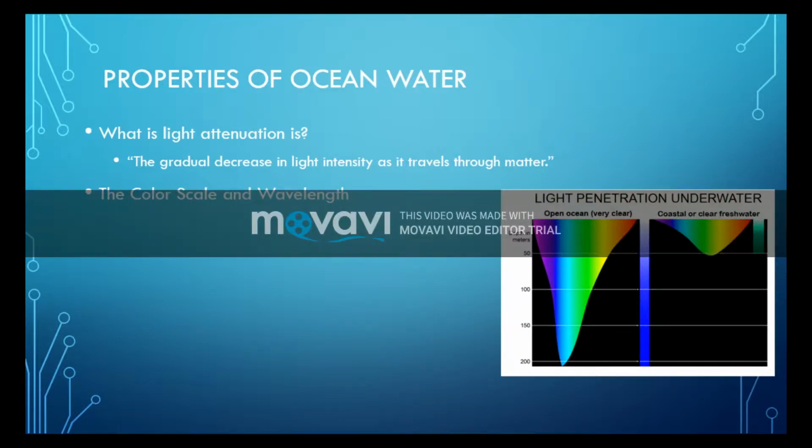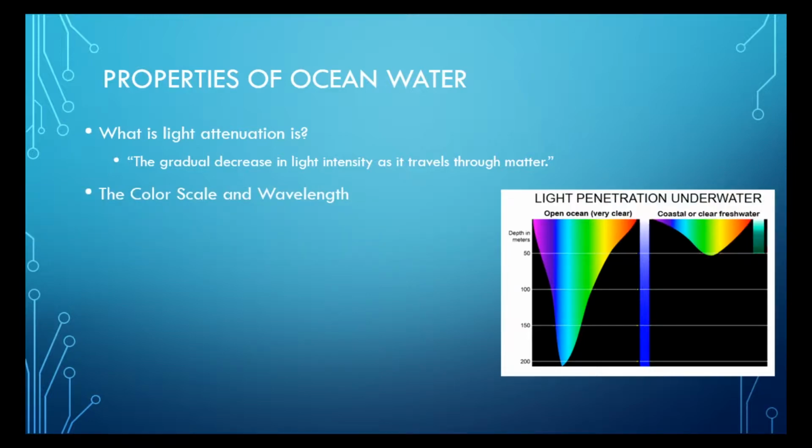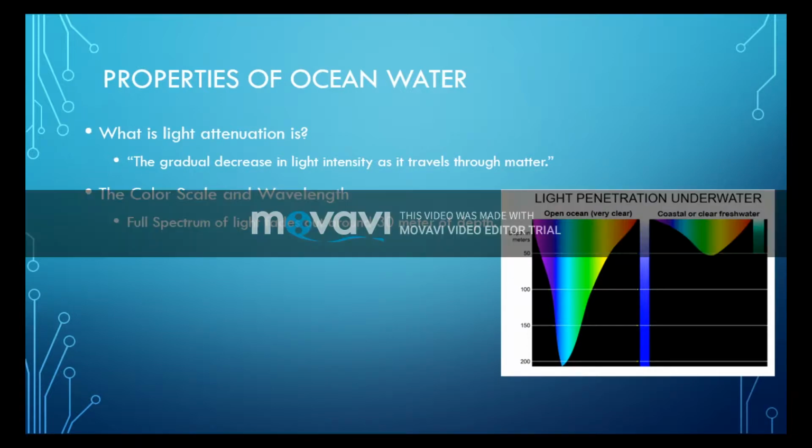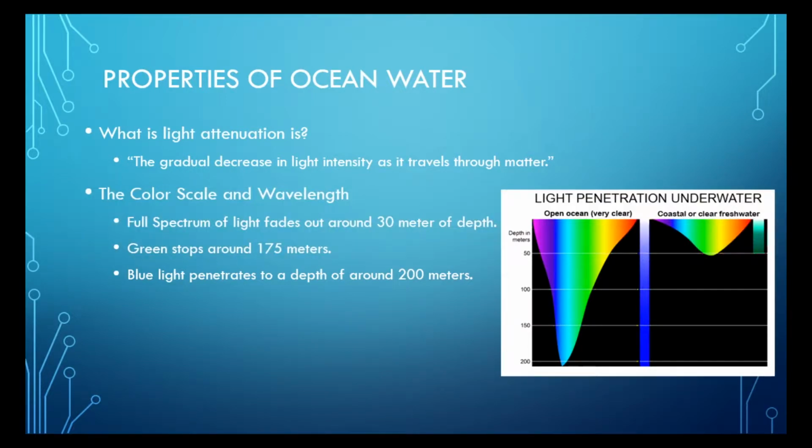So we have on the left open ocean, which was very clear water. There's nothing in the water itself, or the coastal or clear water, but we'll be focusing on the left side. The full spectrum of light fades out around 30 meters of depth. So from the sea surface to about 30 meters down, we lose almost more than half of the light colors. Green stops around 175 meters. Blue light penetrates to a depth around 200 meters.